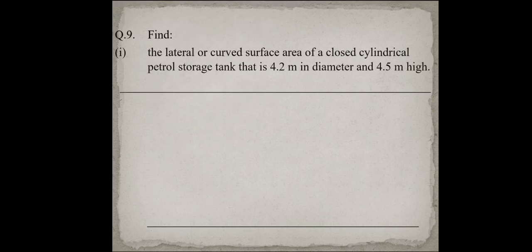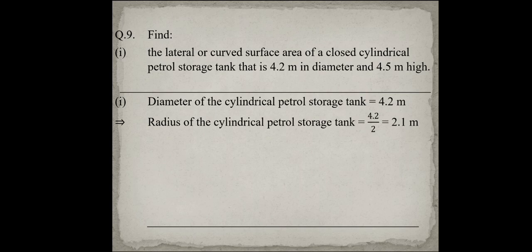Now move on to question number 9. Here you need to find out the lateral or curved surface area of a closed cylindrical petrol storage tank that is 4.2 meter in diameter and 4.5 meter high. It means there is a petrol storage tank. This is closed because you know this is flammable petrol. So now the diameter of the cylindrical petrol storage tank is 4.2 meter. So the radius is 4.2 upon 2, 2.1 meter.